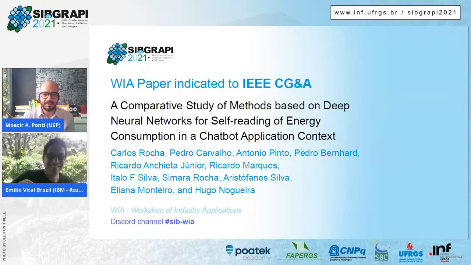So this year at the workshop of industry applications, we contacted the editors from IEEE Computer Graphics and Applications, and they were going to consider the best paper for possible publication at the journal. The selected paper was presented here today. It is a comparative study of methods based on deep neural networks for self-reading of energy consumption in a chatbot application context. So the idea now is that the authors should extend their paper and write it in a way that suits the journal and its scope. We are going to contact you soon about this. Congratulations to the authors, and thank you for the submission to this workshop.